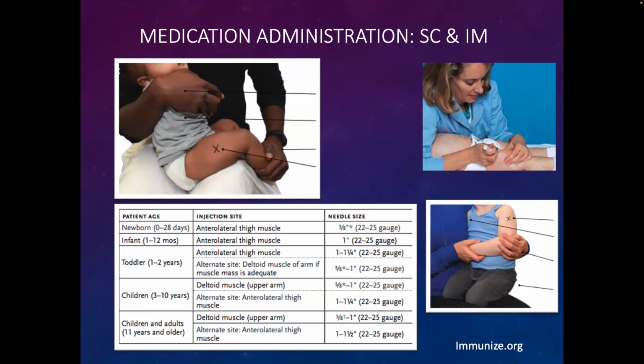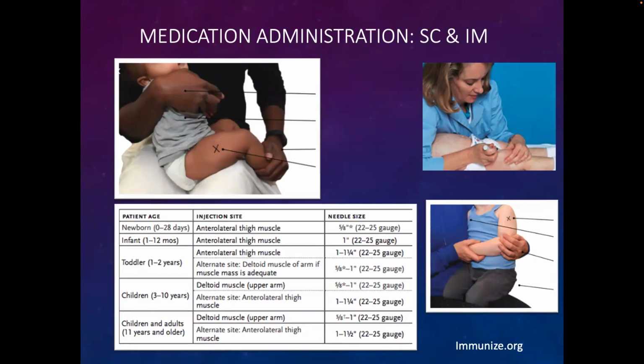Now, the amount of solution that can be injected at one time, typically you're not supposed to do any more than 0.5. If we have solutions that are very large, what we will do is we will split them into two syringes, and then we will both give the injection at the same time.